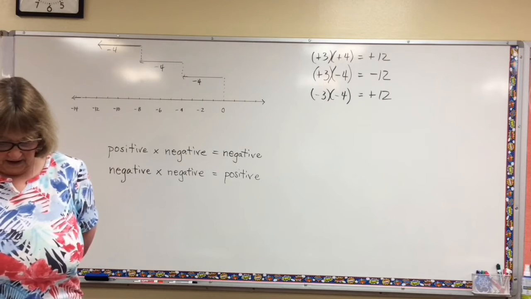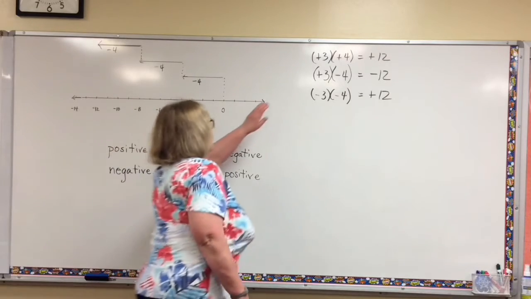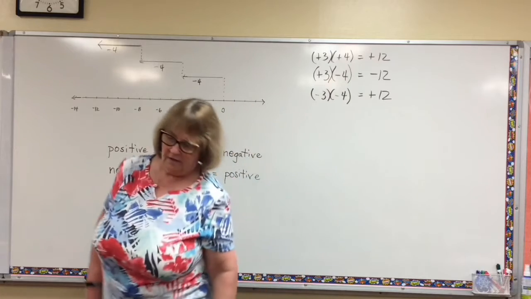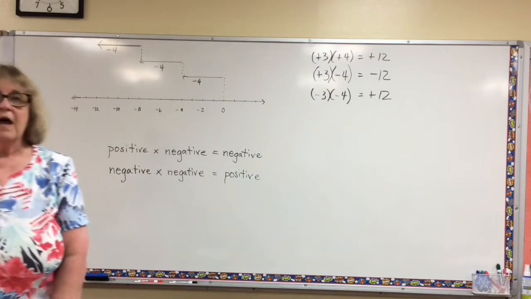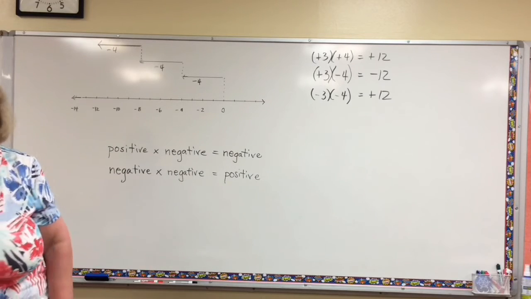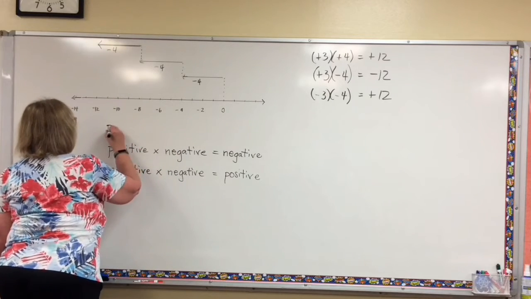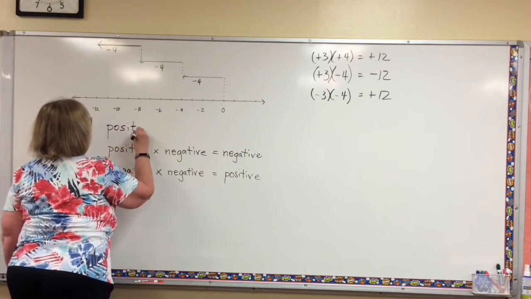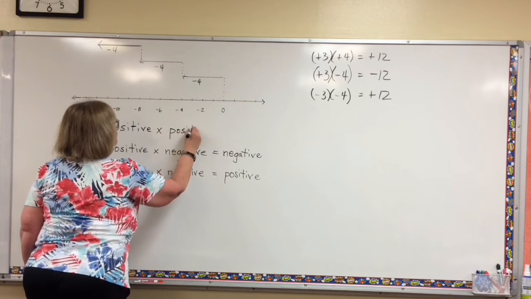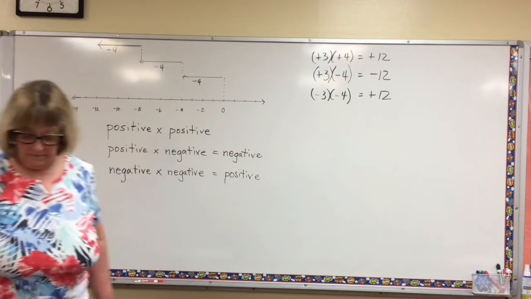It begins with the simple problem that I have up here. Positive 3 times positive 4 equals positive 12. A positive number times a positive number is, of course, a positive number. We have known that all along. We've not done any other kind of multiplying of integers other than positive times positive. Okay? So we have that covered. That's nothing new.